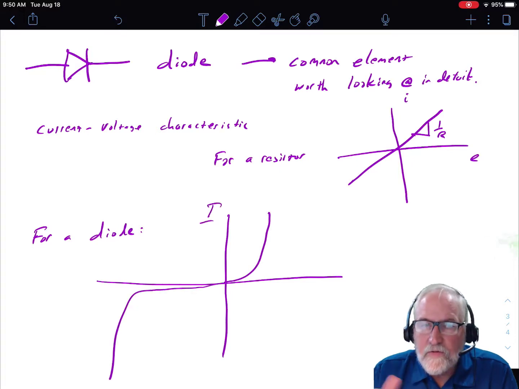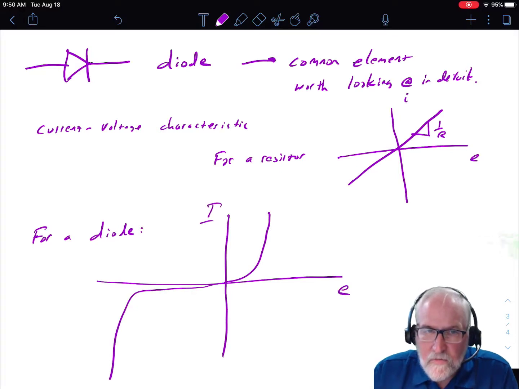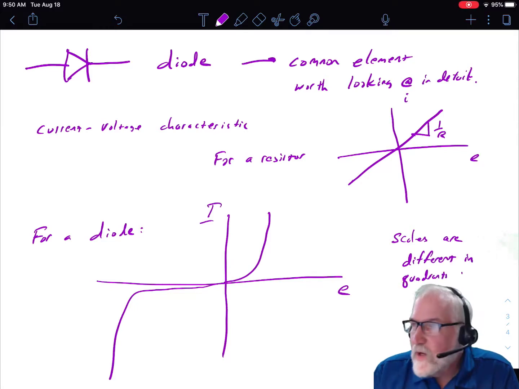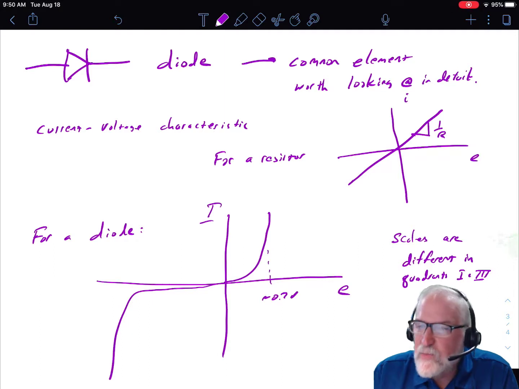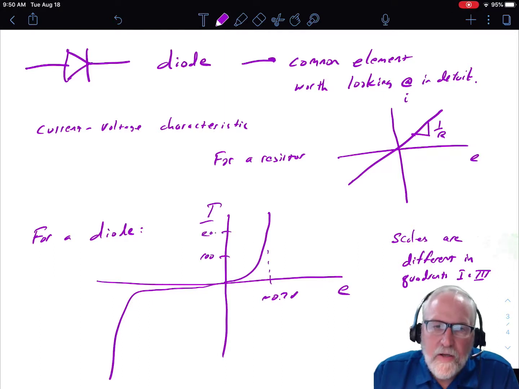There's a curve in the first quadrant, a curve in the third quadrant, and the thing to remember is that they're very different scales in those two. If we were to draw on the same scale, we couldn't really get good detail out of it. So for example, in the upper right-hand quadrant, voltage is in tenths of volts, right? And often that curve, that little knee, is around 0.7 volts for a silicon diode, and the current is in hundreds of milliamps.